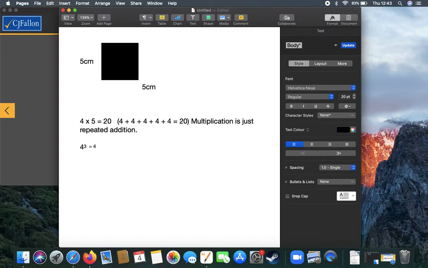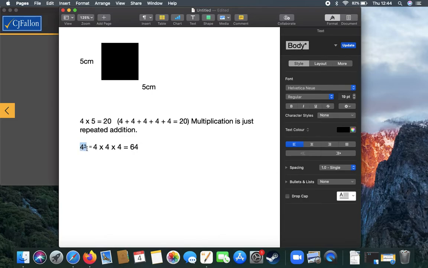It's going to be 4 multiplied by 4, not added to 4. Multiply by 4. So I have 4 multiplied 3 times. The exponent tells me how many times the base number is going to be multiplied, and it's 3 times. So 4 multiplied by 4 is 16, and then I take that answer, 16, and multiply it by 4 to get 64.